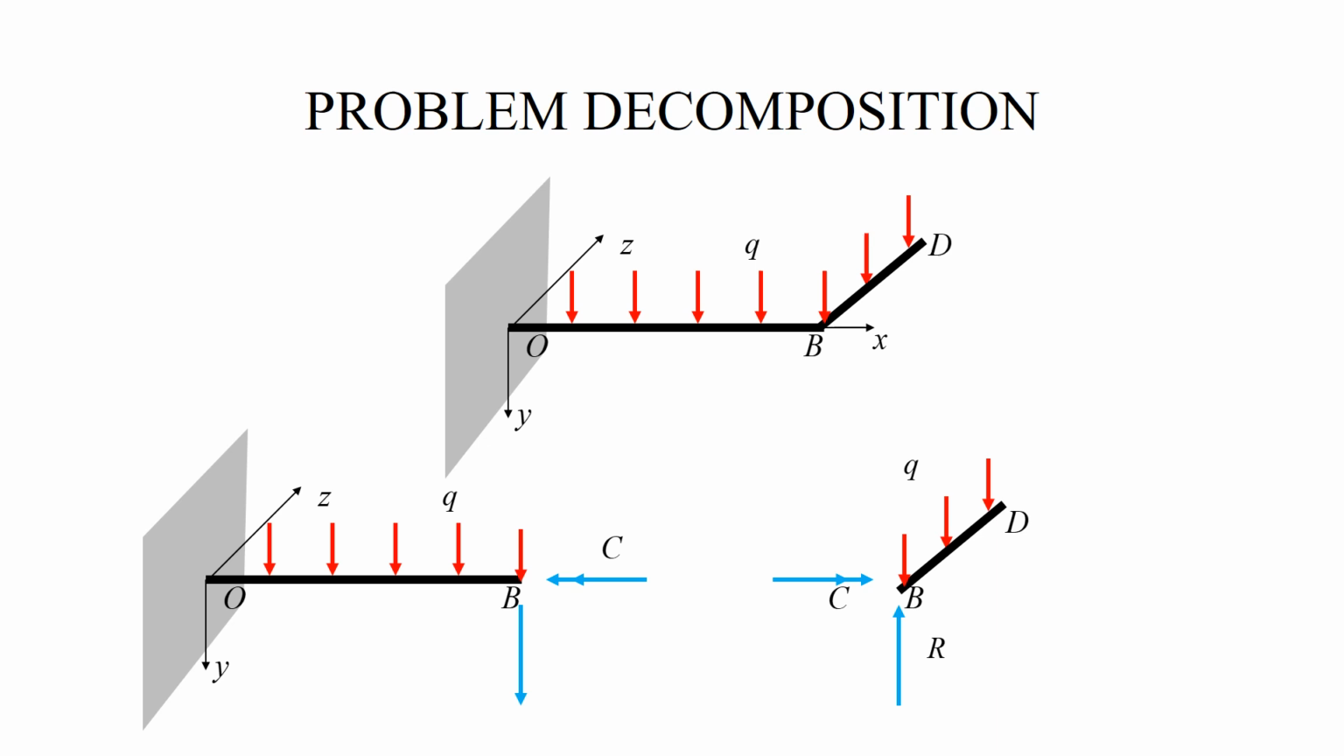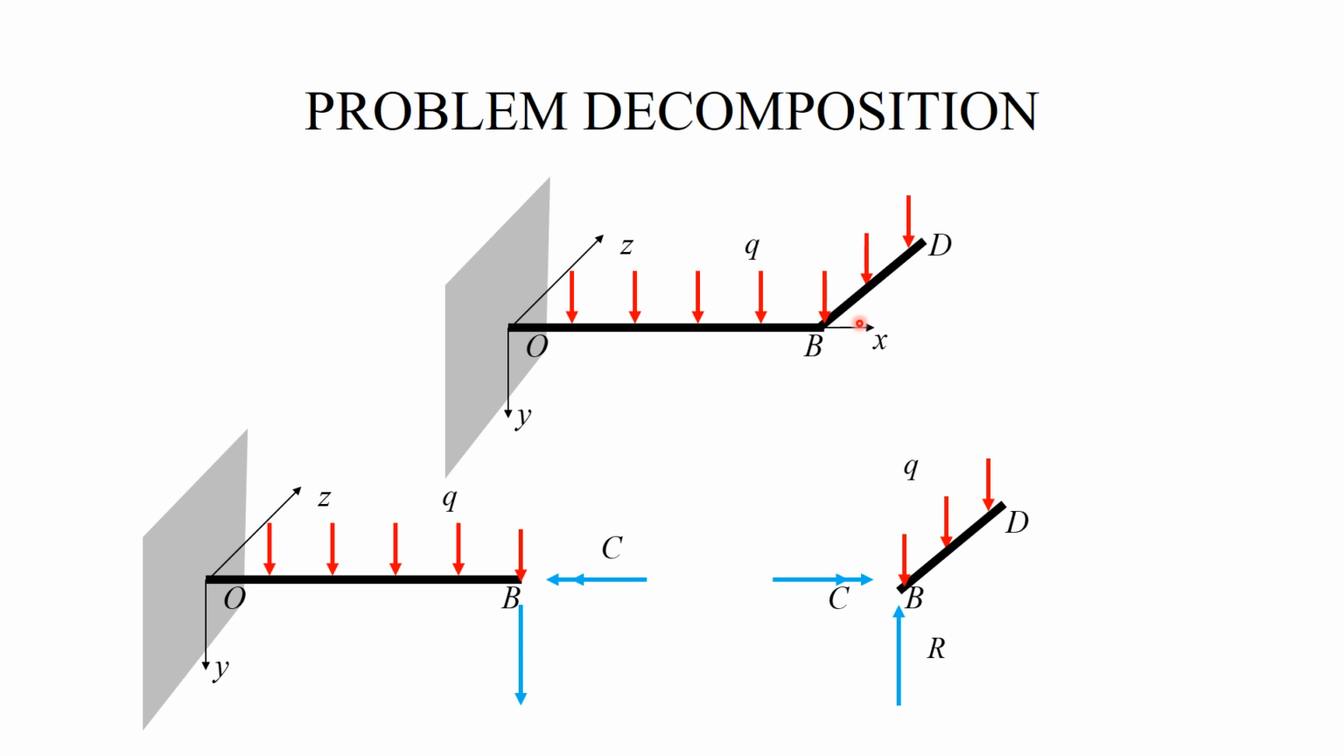To decompose this problem, we make a cut at B. So if I look at the free body diagram of BD, then in order to balance the distributed load Q, I need to have a reaction force, and I need to have the moment. The moment is about the x-axis. This moment, as far as BD is concerned, produces bending.